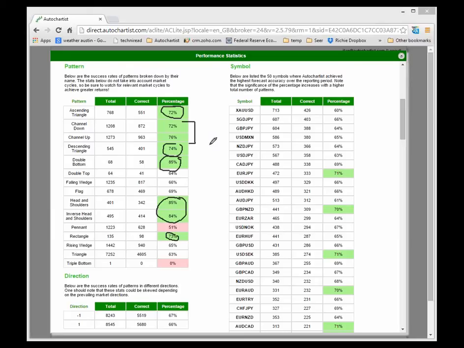And to do that, I'm going to click back onto the trading opportunity screen, and we'll have a look at this opportunity on USD JPY, which you see in front of you on your screen right now. Okay, so how does Autochartist calculate whether this is a good trade or a bad trade?